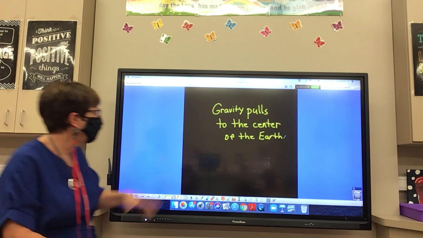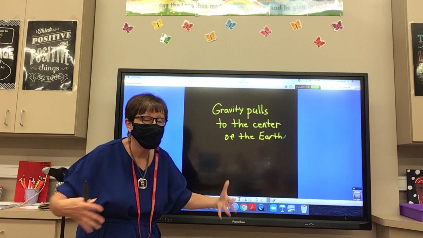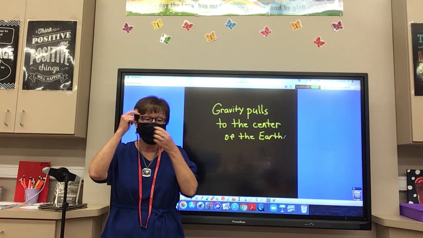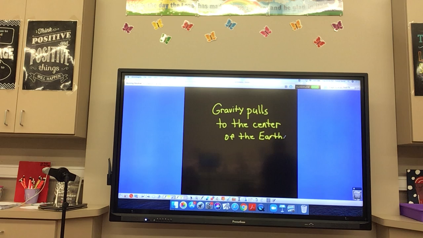So let's color that in. Gravity pulls everything to the center, or towards Earth. Towards Earth. Pulls to the center of the Earth. Okay. Getting foggy glasses here. Yes. So now, look at, oh, we still have a little Earth there. A little Earth there.